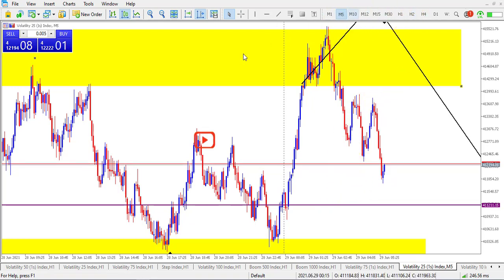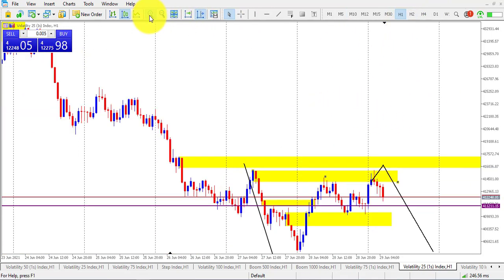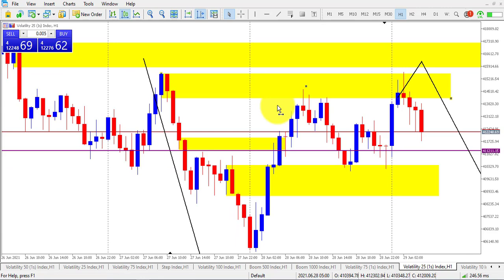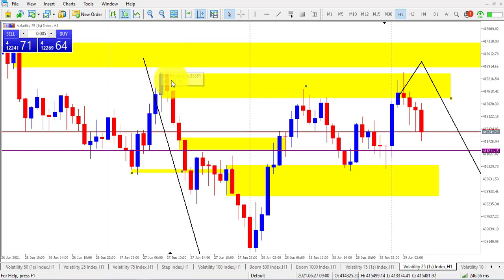So this trade is on V25-1S. We started from the H1 time frame, so we are intraday traders. What you can see from this chart is we took out this break of structure with this aggressive move as price was moving down. That's where we marked this order block.